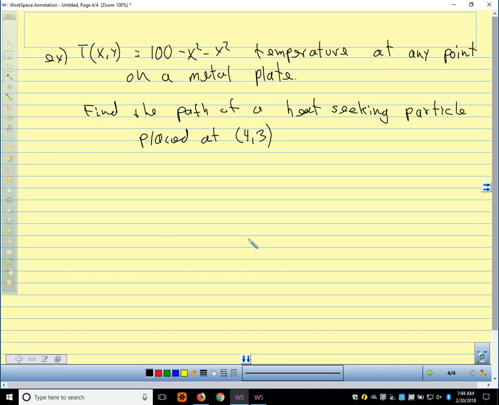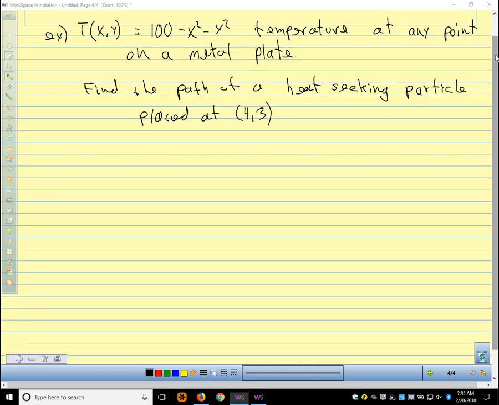As a bonus question on a test once, I asked students for a bonus what a heat-seeking particle would be, and one student answered a cat in a snowstorm. That was a heat-seeking particle. Did you give them the points? Yeah, definitely. I thought that was a good example.